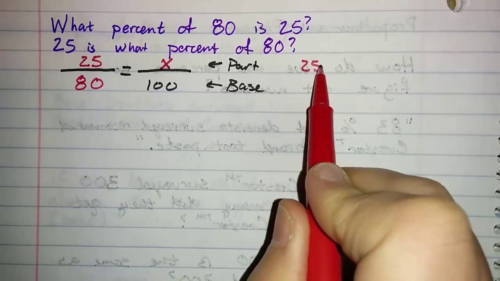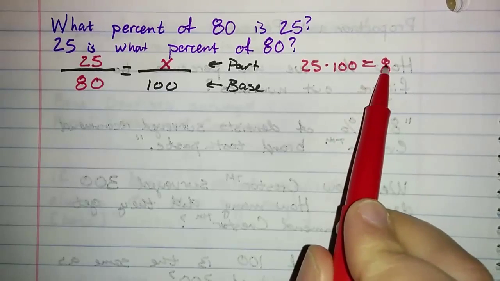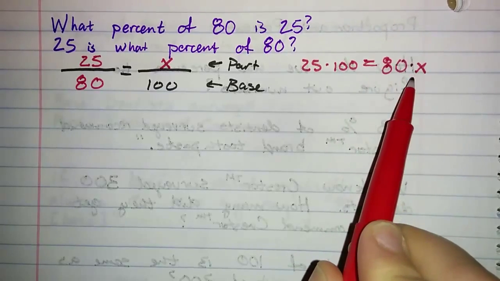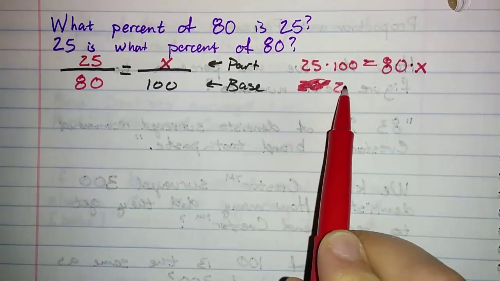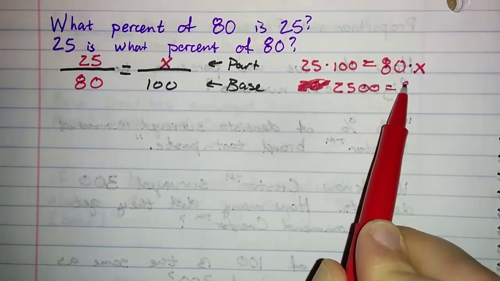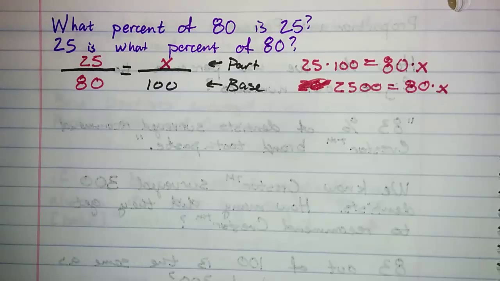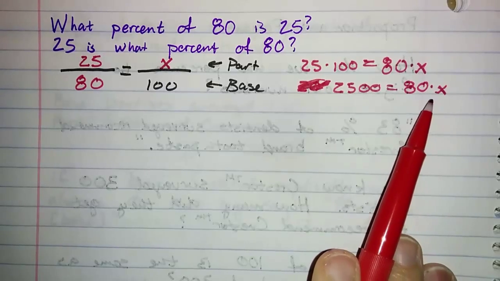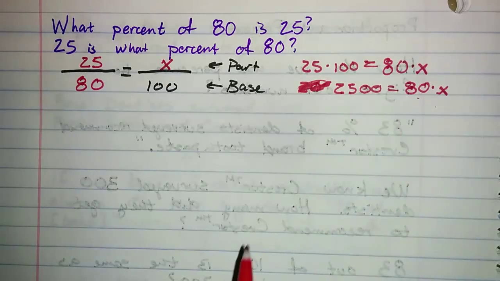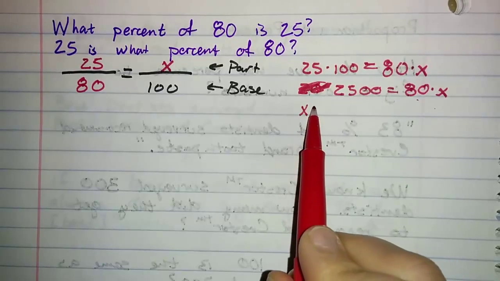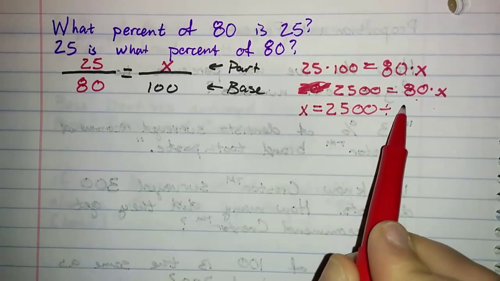We'll get 25 times 100 is 80 times x. 2,500 is 80 times x. So x is an unknown thing in the multiplication problem. What times 80 is 2,500? That's the same question as what is 2,500 divided by 80.